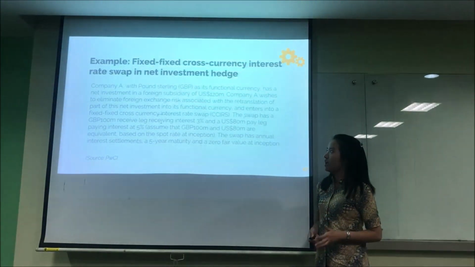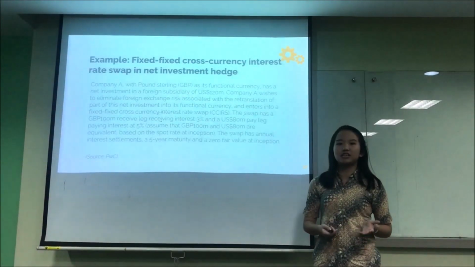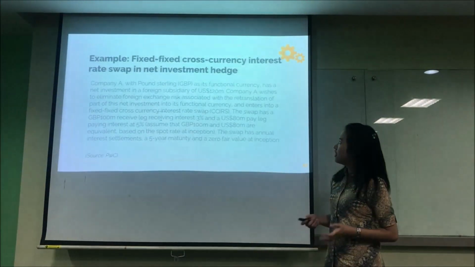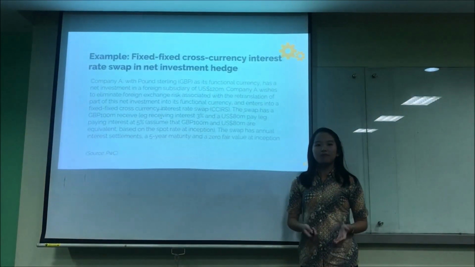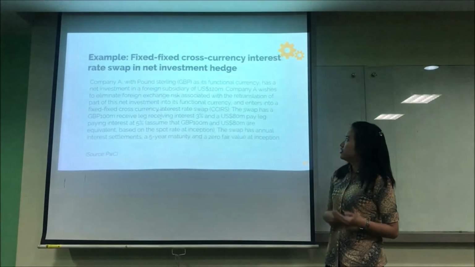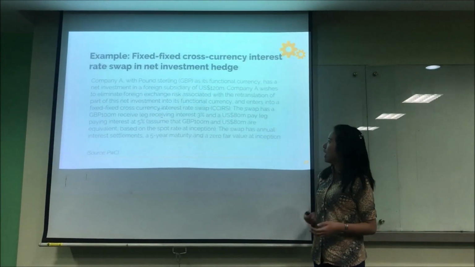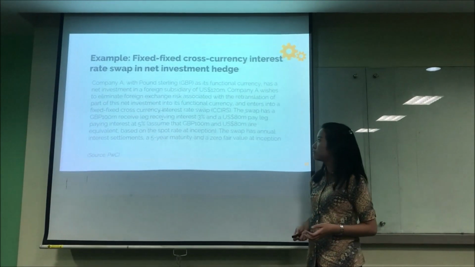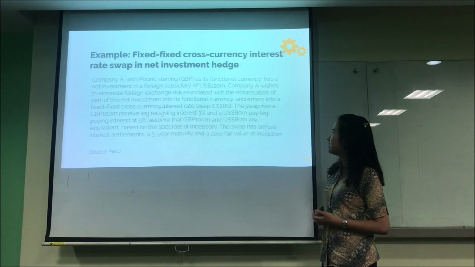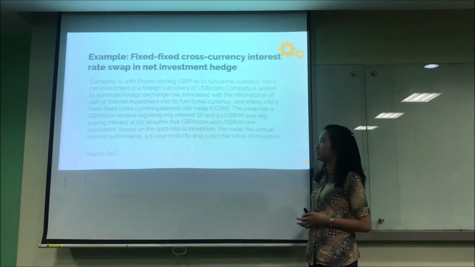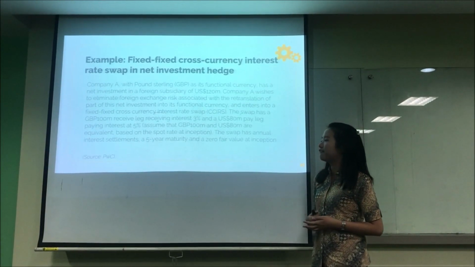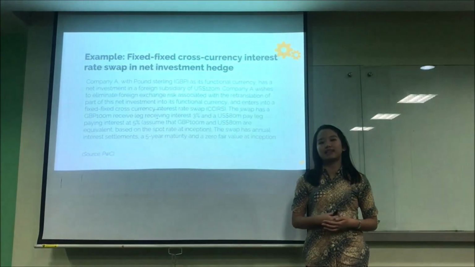Okay, there is an example regarding the fixed cross-currency interest rate swap in the net investment hedge. Company A, with pound sterling GBP as its functional currency, has a net investment in a foreign subsidiary amounting to 120 million. Company A wishes to eliminate the foreign exchange risk using the CCIRS, while the swap has GBP 100 million, and assuming that GBP 100 million and US$80 million are equivalent based on the spot rate at inception, while the swap has annual interest settlements, a 5-year maturity, and a 0 fair value at inception.